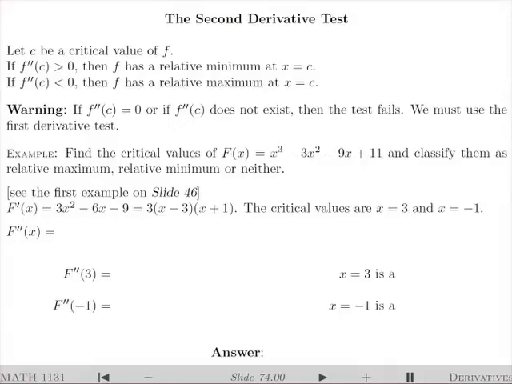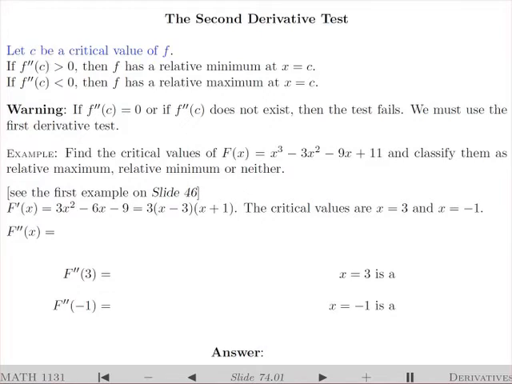Welcome. In this session, we will take a look at the second derivative test. The second derivative test is another way of determining if a given critical value is a relative maximum or a relative minimum. The advantage of this is that it looks at the value of the second derivative at a single number. The disadvantage is, one, you have to find the second derivative, and two, it may not work.